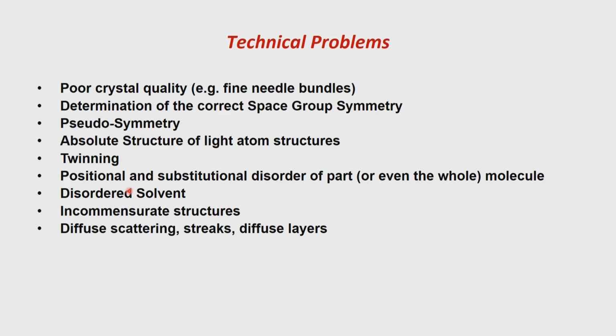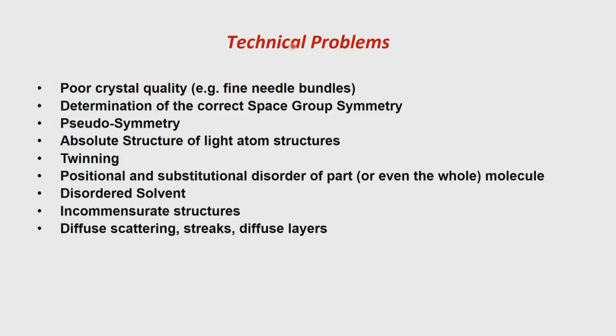So, this is particularly so in the case of macromolecules, where the crystals of proteins and other complexes cannot be so easily grown. It is mainly because of the nature in which they fold themselves and the nature in which the interactions are coming in. So, poor crystal quality can also occur in very, very small crystals as well. So, for example, if you get fine needle bundles all together, that will not give good diffraction. So, that is the poor crystal quality.